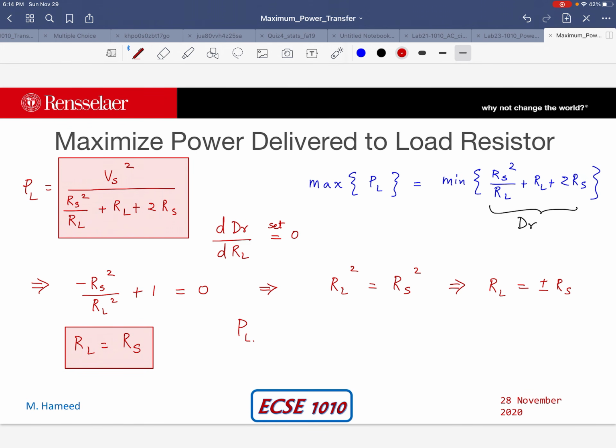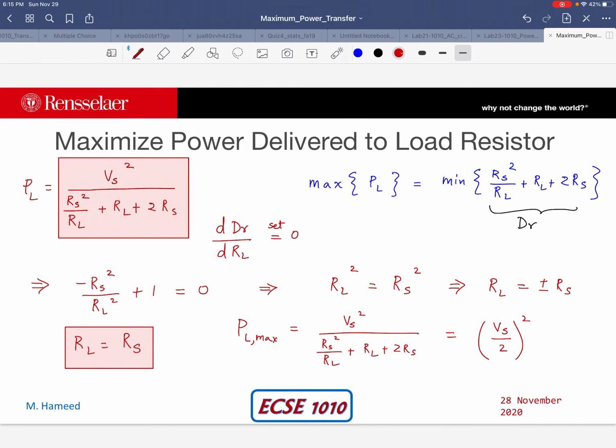So P sub L comma max, the maximum power delivered to the load, is, and I go back to that equation here, I get Vs squared divided by Rs squared divided by RL plus 2Rs. And if I make RL equal to Rs, I'm going to get this to be Vs divided by 2, whole squared. So essentially that means that it's going to be half of the voltage, squared.